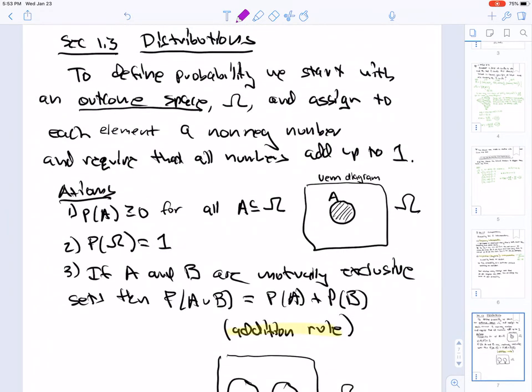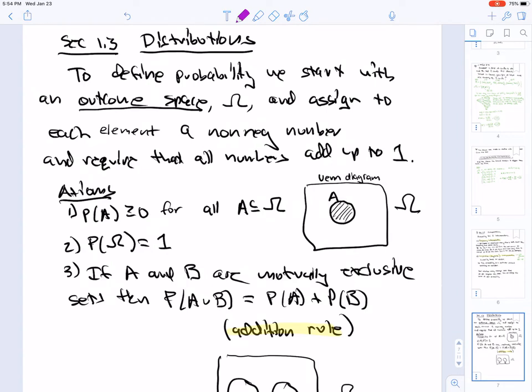So in section 1.3 we get into the nitty-gritty. Again, the outcome space is omega. We assign to every element in the outcome space a non-negative number, and require that all the numbers add up to 1. So we have 3 axioms. For every subset A of omega, the probability of A has to be a non-negative number.